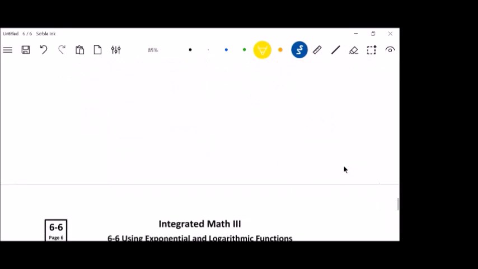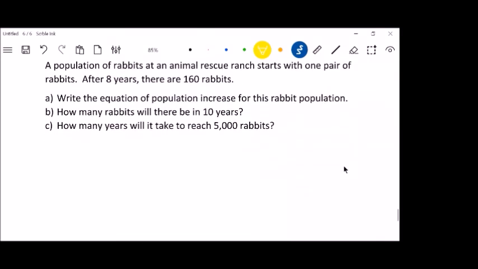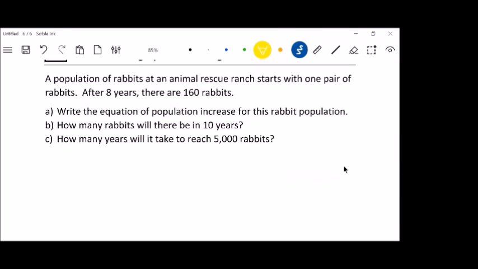Okay, let's take a look at the last problem here, which is a population growth, in this case of animals. It's going to be the same type of thing. So there's one pair of rabbits, that means there's two of them, at the beginning. So at the beginning, there are 2 rabbits. After 8 years, there's 160. So let's do the equation. How much in 10 years and how many years to get 5,000?